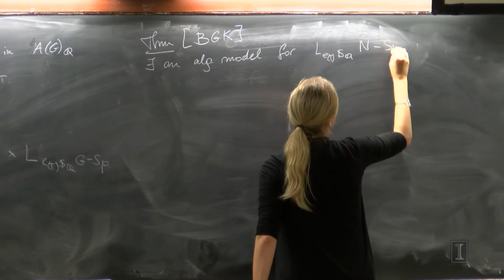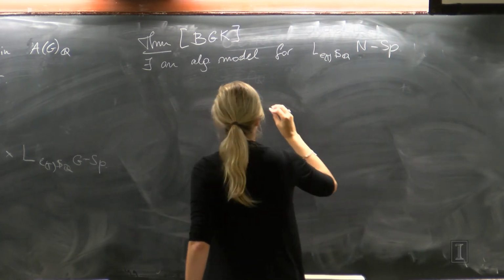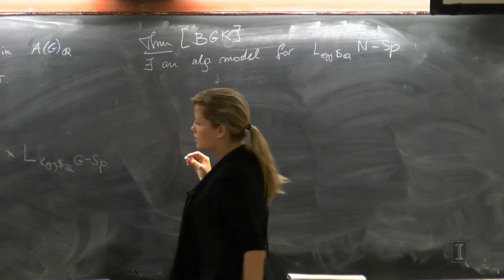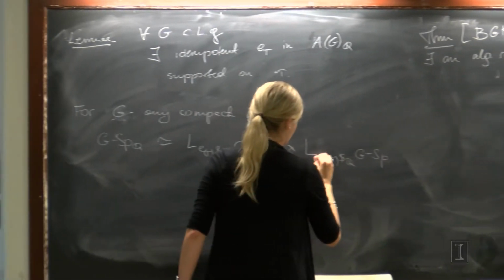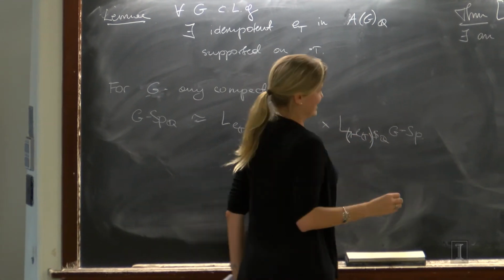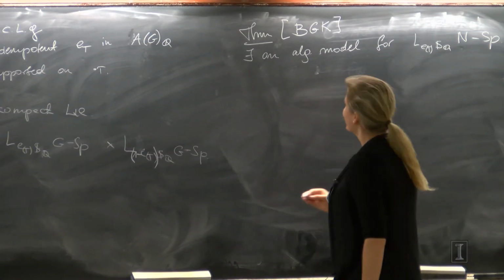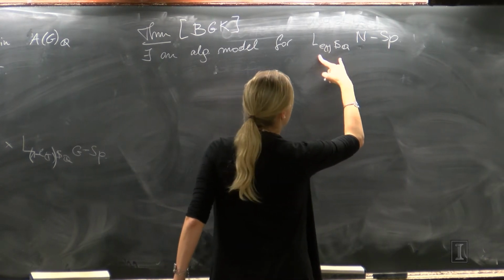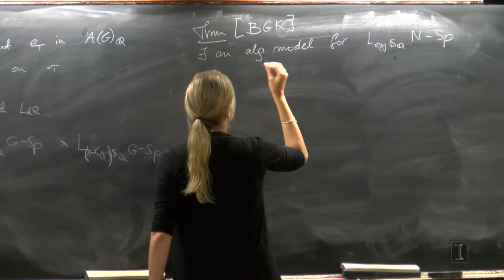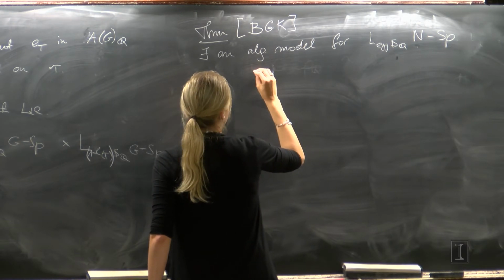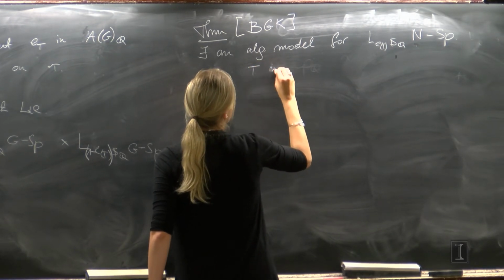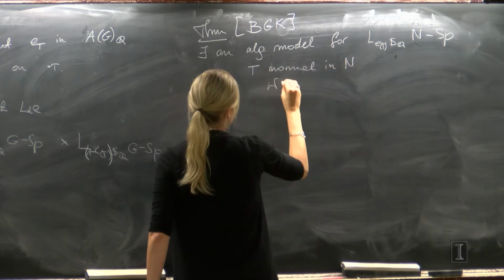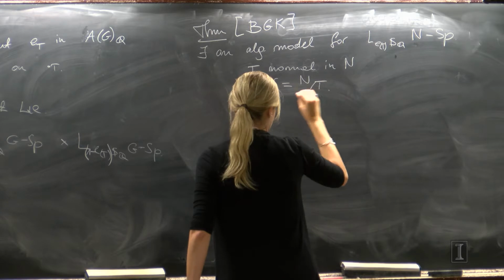If I'm looking, I specifically change the notation. Very good, very good. This is 1 minus this. Thank you, Agnes. Yeah. So we can do this. We can provide an algebraic model, provided that T is normal in N. So I'm going to use the notation W for N mod T.